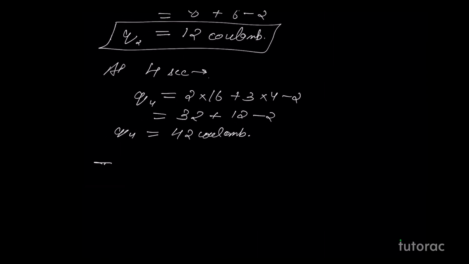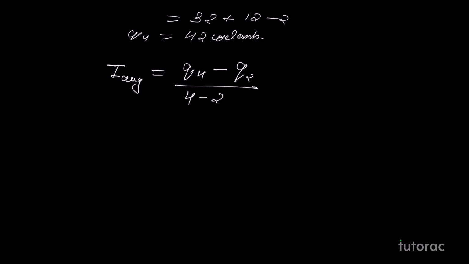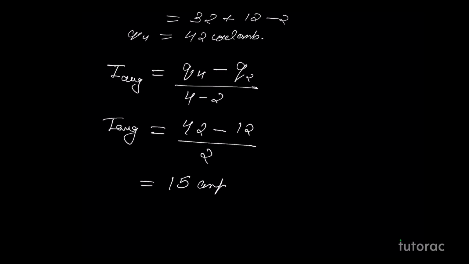Now, putting it in the I average expression, that is nothing but the change in the charge, delta Q, meaning Q4 minus Q2, upon time, that is 4 minus 2, because we have to calculate the average between the 2nd and 4th second. So we'll get I average equals to Q4, that is 42, minus Q2, which comes out to be 12, upon 2. It's nothing but 30 by 2, that is 15 amperes.